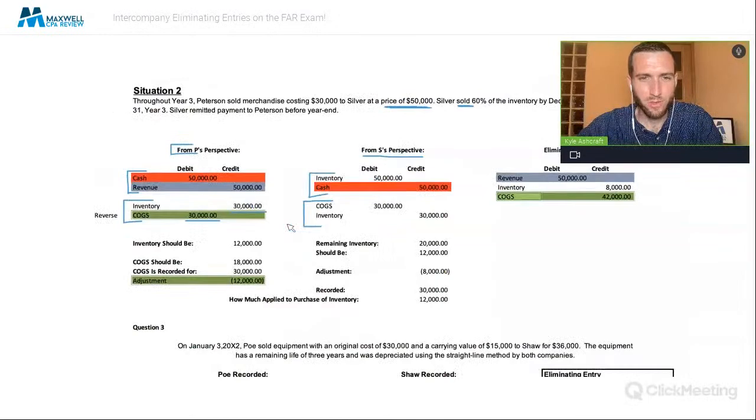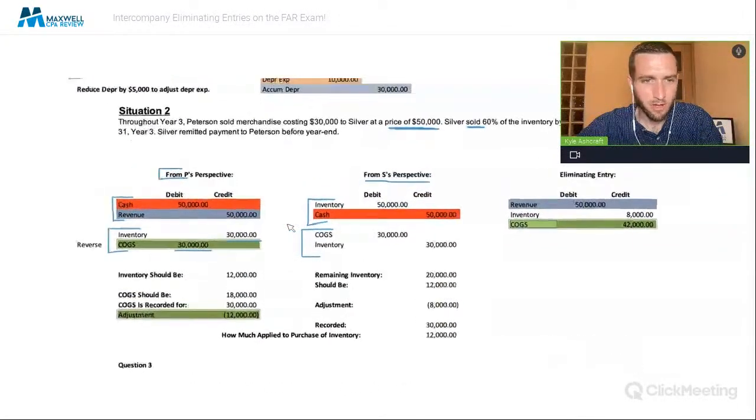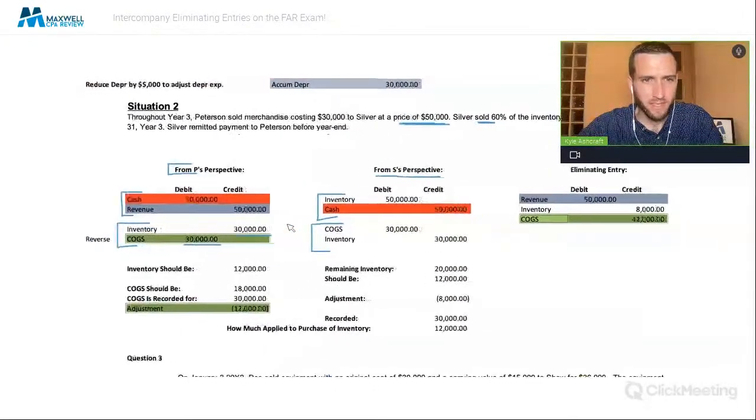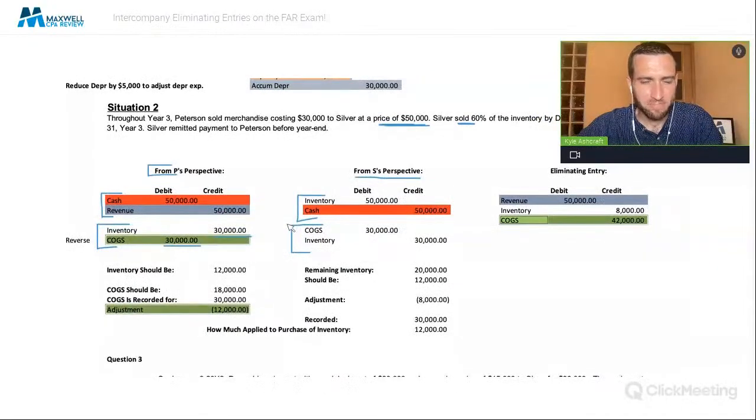I feel like the cost of goods sold is the most confusing part of this. But once you practice it a little bit, it starts to make sense. So that focuses on our cost of goods sold.